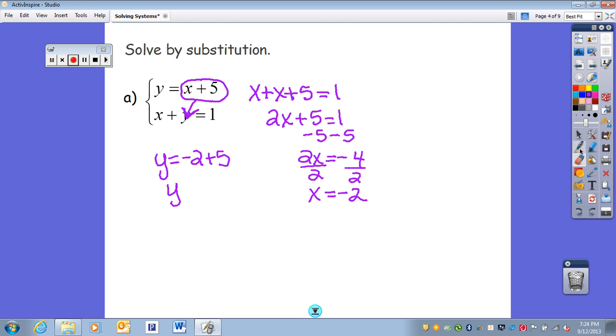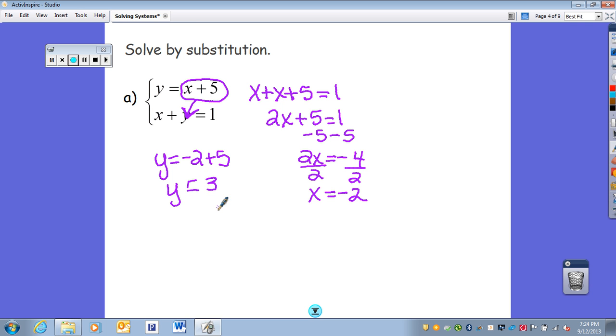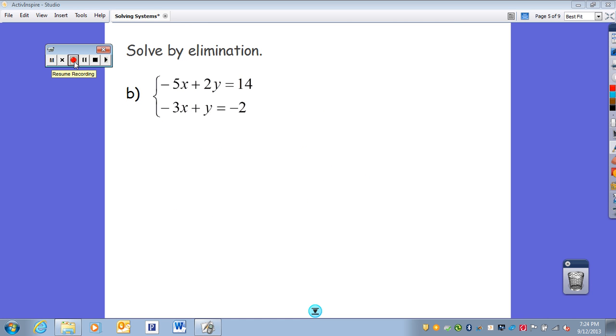So the point on the coordinate plane that is the intersection of these two lines is the point negative 2, positive 3. I can check that solution also into the other equation and make sure it is correct. Negative 2 plus 3 is equal to 1. That is our point of intersection, which is the solution to the system, and it works in both equations. In the next example, we're going to work on solving by elimination.